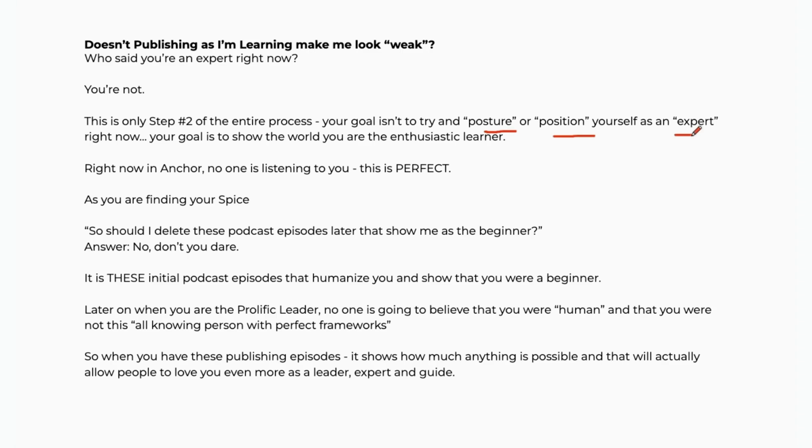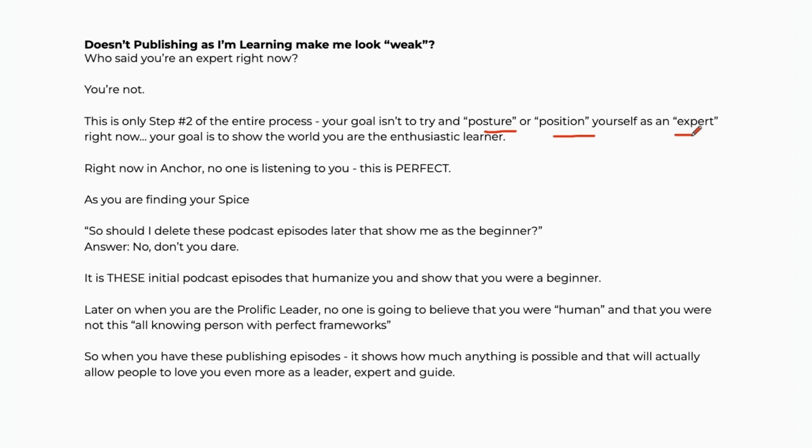Now, does that mean that you should go back and delete all of those other podcast episodes later on when you become an expert or a guru, because you don't want to show that at one point you were learning? No, because like you learned maybe earlier in this training, if I have seen further, it's because I've stood on the shoulders of giants.